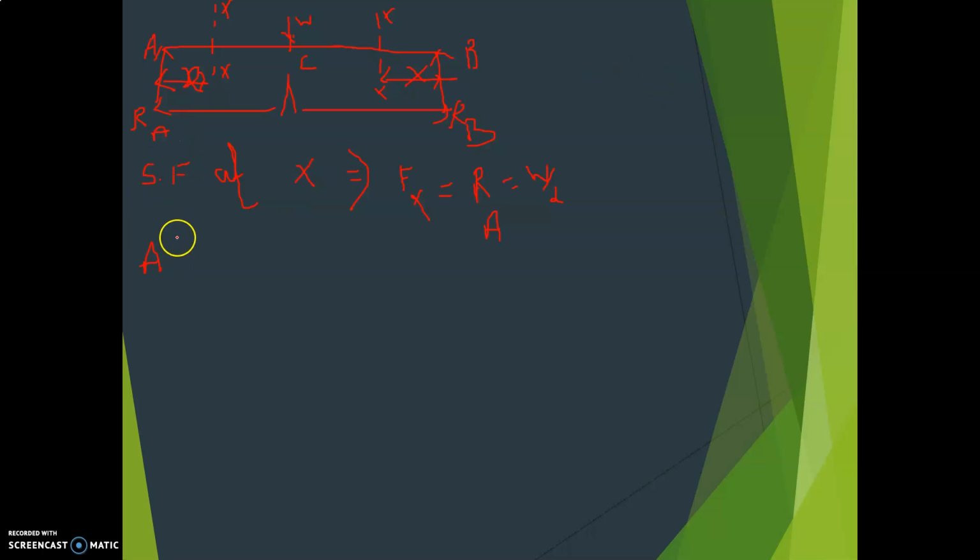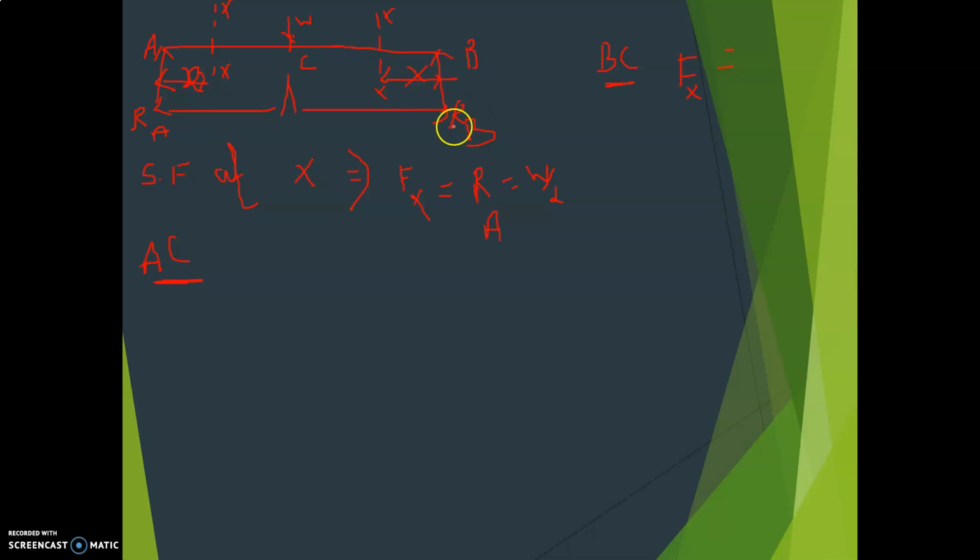First I'll consider this side AC. Next I'll consider the side BC. Okay, what is shear force at X? Shear force is represented by the symbol Fx. So that is equal to, now this is close to support B, so I consider from this side.